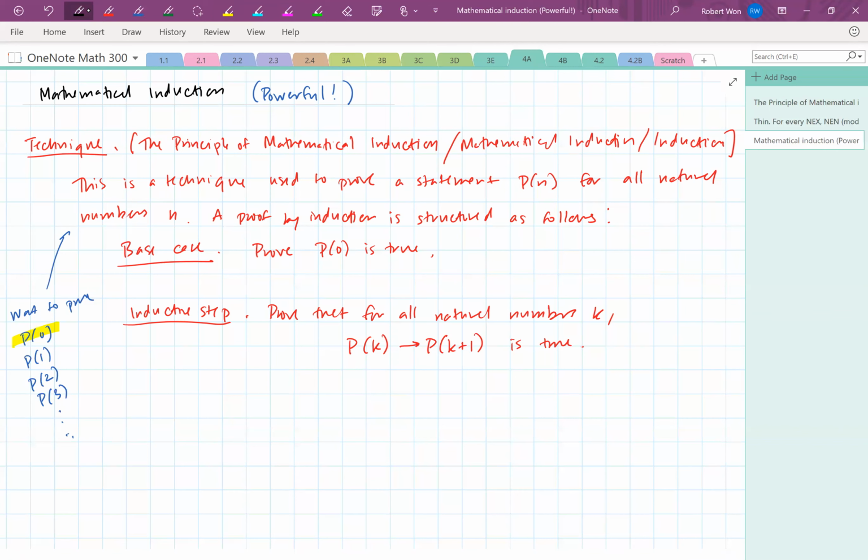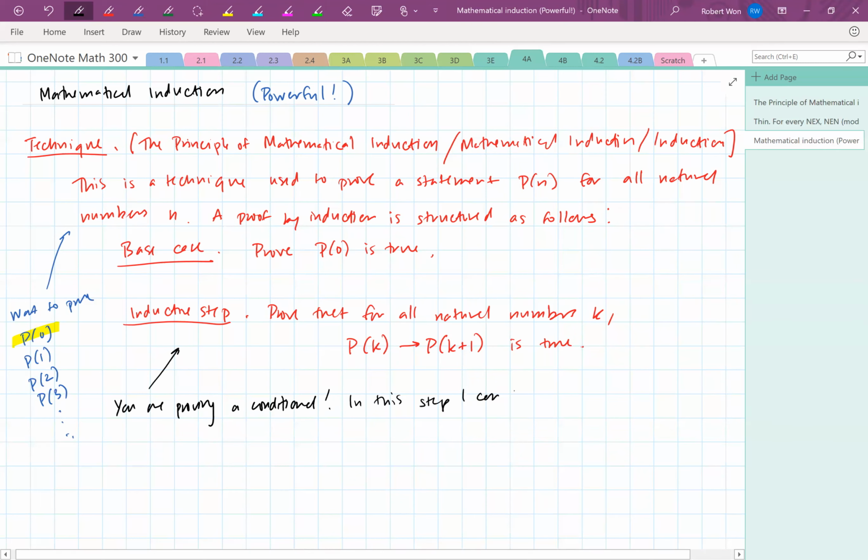So in this step, you're proving a conditional. Right? I'm not proving P of k plus 1. I'm proving if P of k is true, then P of k plus 1 is true. So in this step, I can assume P of k and use it to deduce P of k plus 1.